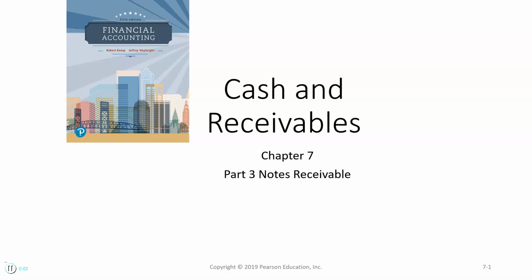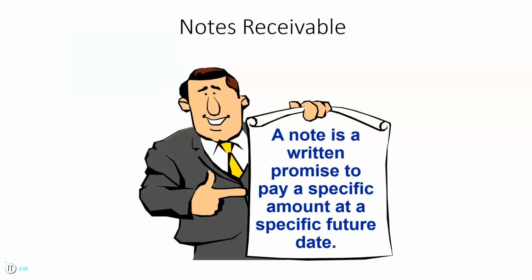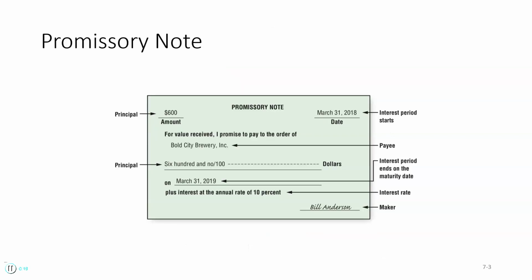Chapter 7, Part 3. Now what we're going to do is look at notes receivable. Now, what is notes receivable? A note is a written promise to pay a specific amount at a specific future date and normally includes interest. So this would be an example of what it might look like.